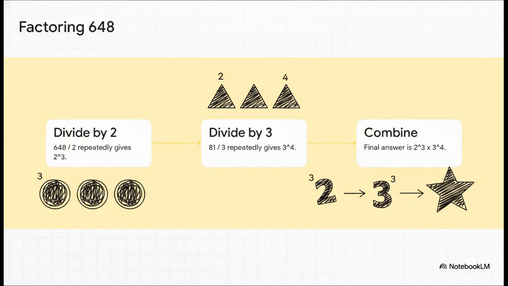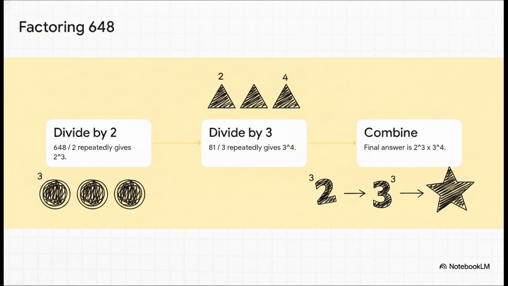Our first number here is 648. Since it's an even number, we always start dividing by the smallest prime, which is 2. 648 divided by 2 is 324. By 2 again is 162. And by 2 again is 81. We divided by 2 3 times, giving us 2 cubed.